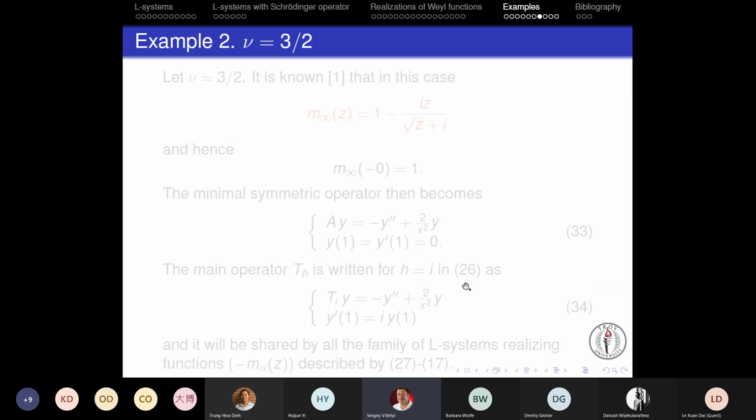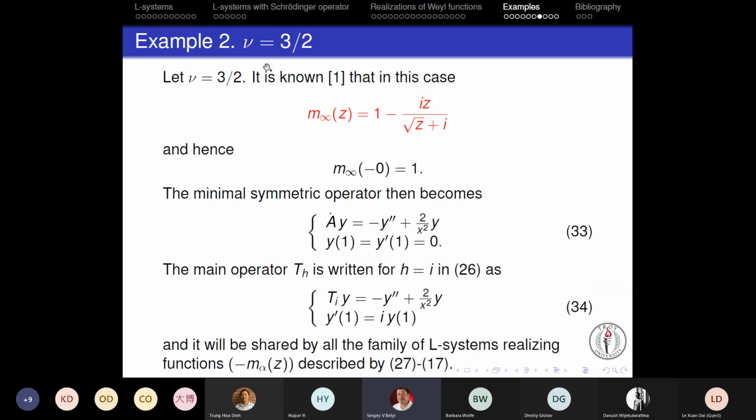This was example 1. Example 2, we take nu in the Bessel potential to be 3/2. The formulas become bulkier, but the result is a bit richer. And this time, we will try to realize M alphas, not infinities, but M alphas. So when nu equals 3/2, you go to the book on differential operators and fish out the value for M infinity. This is (1 minus i) squared, z divided by square root of z plus i. By direct substitution, M infinity at 0 from the left is 1.